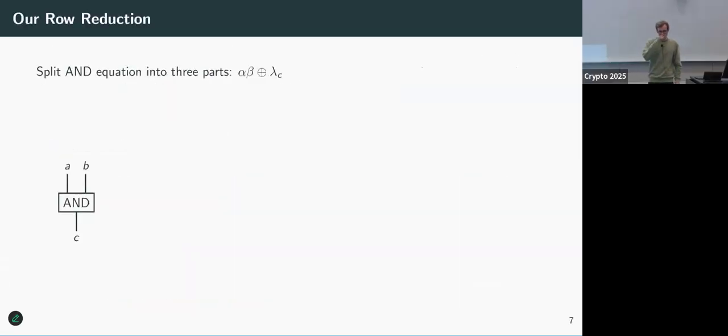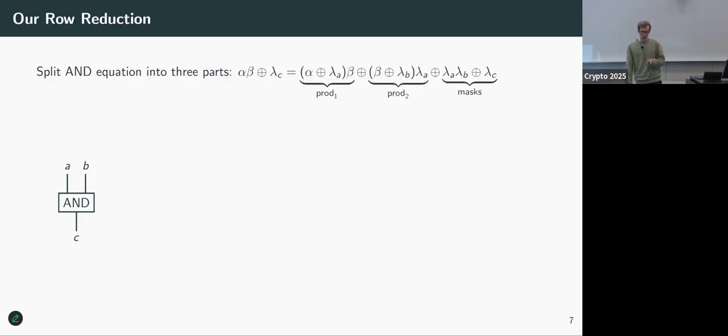Okay, and so now I will briefly summarize our idea for the row reduction. So we split this AND equation into three parts. One is called product 1, the other one is called product 2, and then we have some parts that only depend on the masks. Product 1 is the external value of A times beta, so the real input. Product 2 is the external value of B times the mask, and then these mask terms.